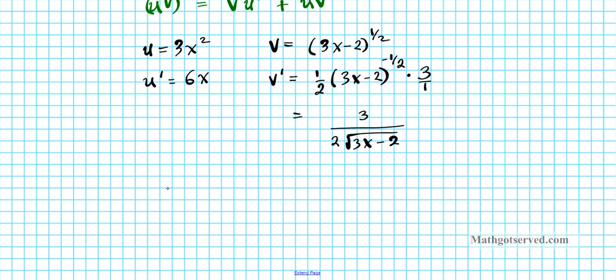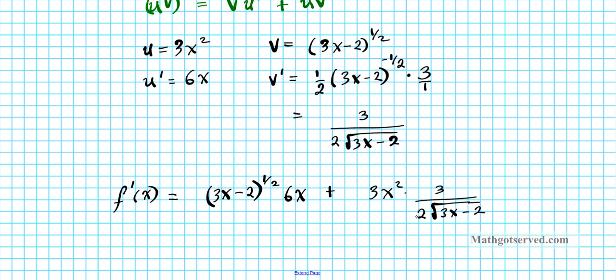Okay. So we now have everything that we need. Now f prime of x is going to be, remember we said vu prime, so this has v is 3x minus 2 to the 1 half. Yes, v u prime is 6x plus uv prime, right? So u is 3x squared, and then v prime is 3 over 2 root 3x minus 2.